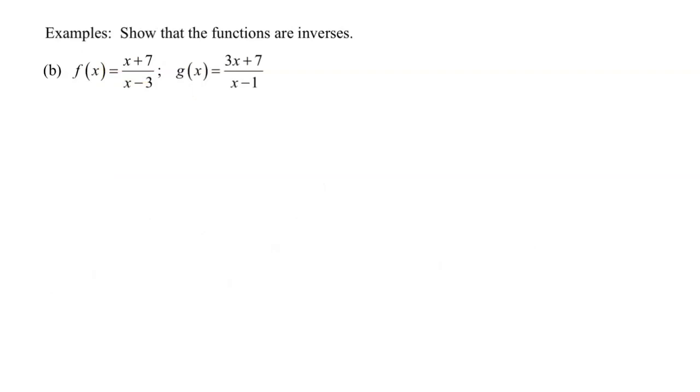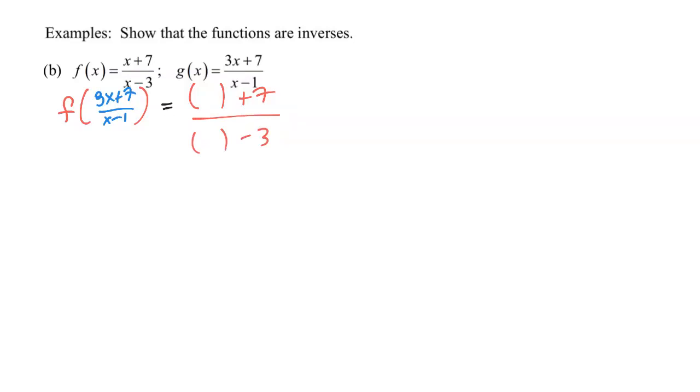Okay, one more example, maybe slightly more complicated with rational functions here. And so we have these two rational functions. We want to show that they are inverses of each other. And so the first thing I'm going to show is that f of g of x, which in this case is 3x plus 7 divided by x minus 1, I need to show that this is equal to x. And so what this means, again, is that I'm going to take that 3x plus 7 over x minus 1 and plug it into my function for f of x, which says x plus 7 divided by x minus 3.